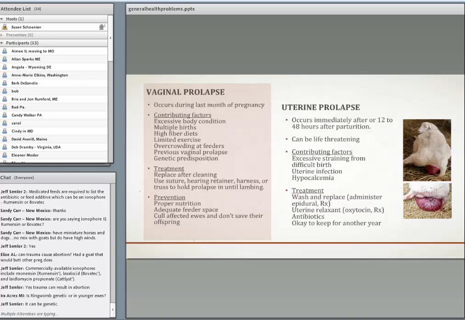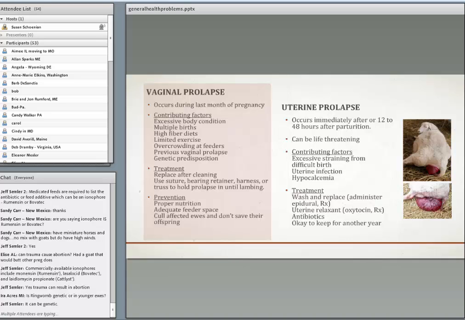How do you prevent this problem? Proper nutrition. Don't make her live on low quality hay. A lot of times what a prolapse is, when you think about it, is there's only so much room in there, and if she's got multiple babies and she's got a gut full of low quality hay, sometimes something's got to give. Once she has the babies, the prolapse usually goes back in. Have enough feeder space, so you're not forcing them to fight for it.